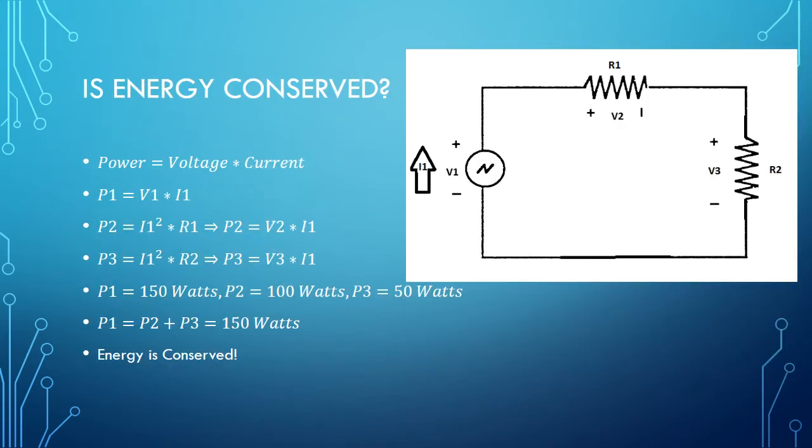We now check that our calculations are correct by using the law of conservation of energy. Power equals voltage times current. The voltage source V1 supplies power P1 to the circuit. The resistors R1 and R2 dissipate this energy in the form of heat.